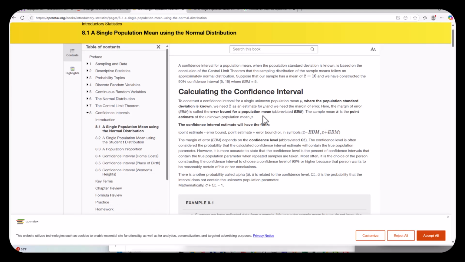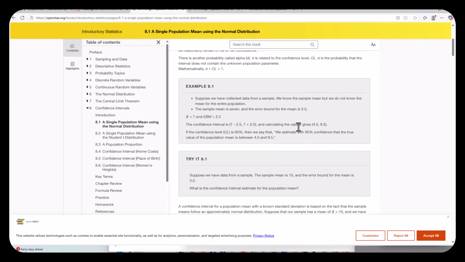Now, this is one place where it says calculate the confidence interval. Again, we're going to use technology, but sometimes you're going to be asked to find the margin of error. Now, most books call this x bar minus the margin of error, comma, x bar plus the margin of error. It's usually abbreviated ME. This is the only book that I've ever seen that calls this the error bound for a population mean. It's called margin of error, whether it is for a proportion or for a mean. But this book uses EBM. So just to let you know that, I'm pointing that out.